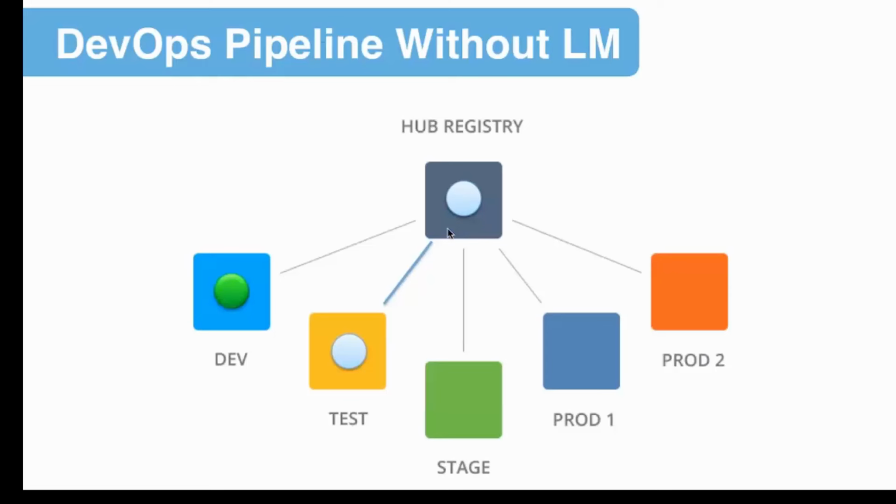This latest application can be provisioned on the test environment, so you pull it to the test environment. After that, you pull it to the stage environment and check it. If everything is okay, you pull it to the first production and to the second production. So it's pretty clear how it works, and it works for many companies. How can we improve this pipeline with live migration?